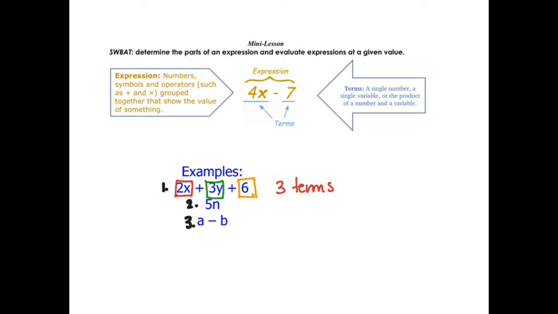Now, how many terms are in example number 2? 5n. There is just one term in this example because 5n is the product of a number and a variable. So there's just one term here. Now, how many terms are in the example a minus b? In this example, there are 2 terms. a is one single variable, and b is another single variable, which are both separated by a minus sign. So here we have 2 terms.